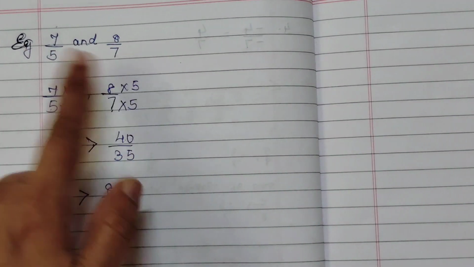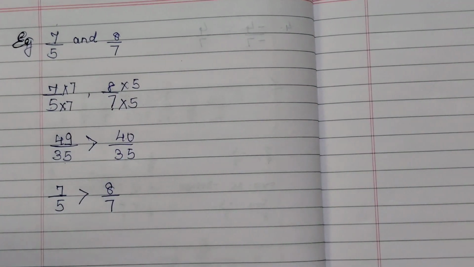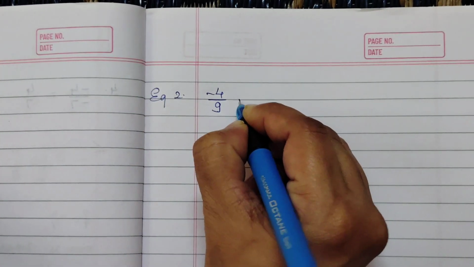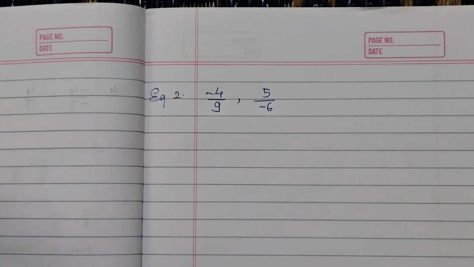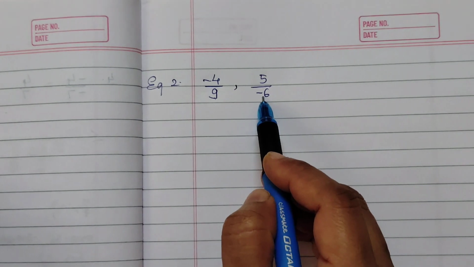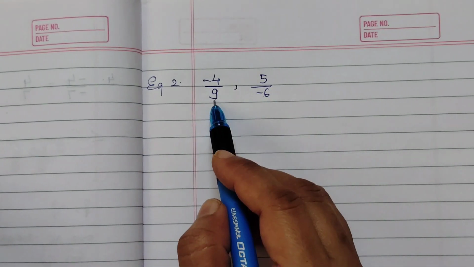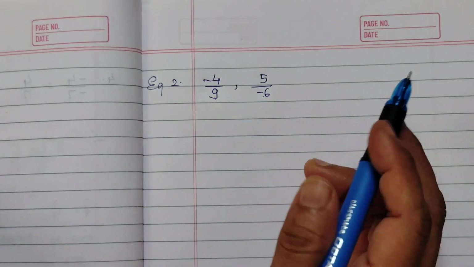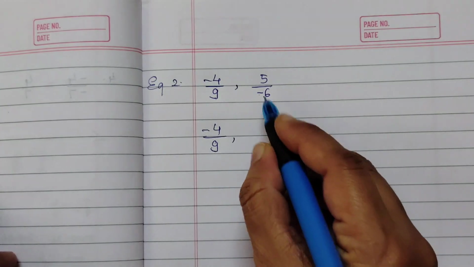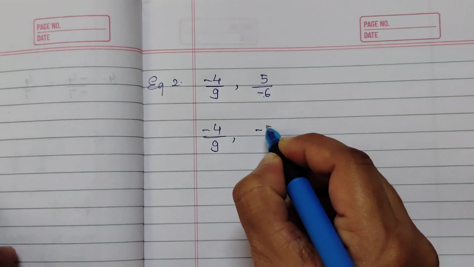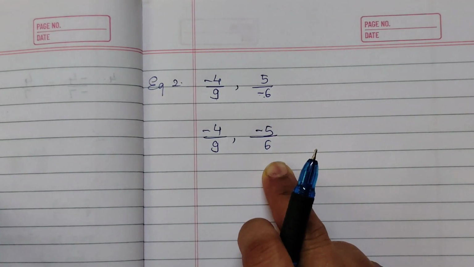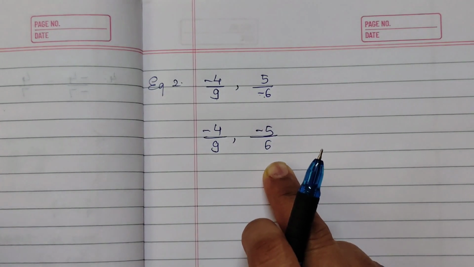That is when the denominators are not the same. Now we will see the next example: minus 4 upon 9 and 5 upon minus 6. Here minus 4 upon 9 is okay, but in the denominator we have a minus sign. To equalize the denominators, the minus sign should not be there, so we can put this minus sign up. The question becomes minus 4 upon 9 and minus 5 upon 6. This is known as the standard form of a rational number. Previously we have done this.